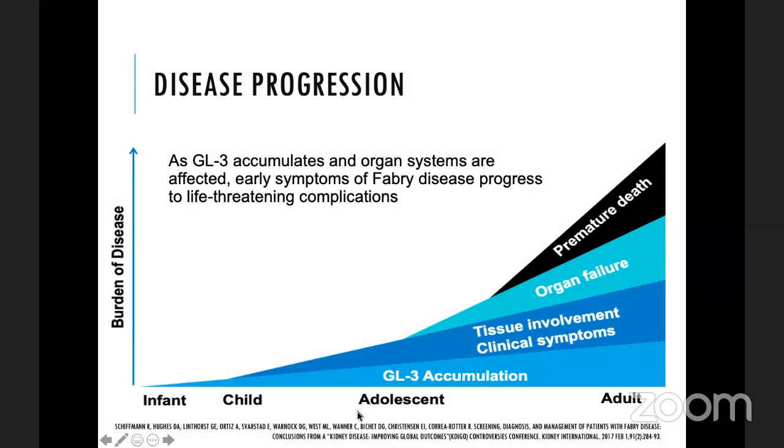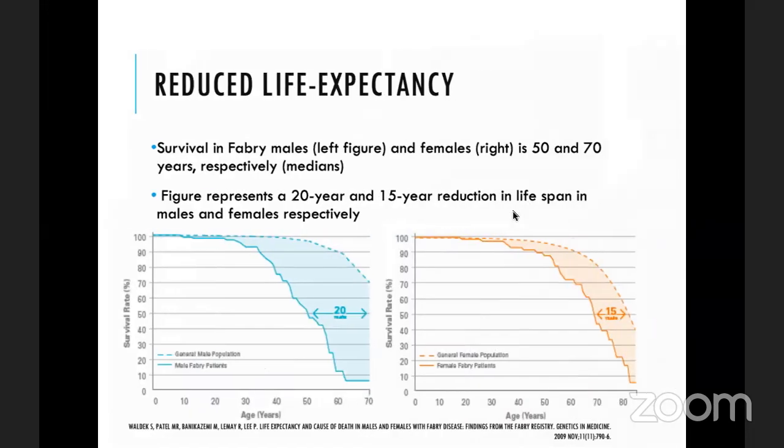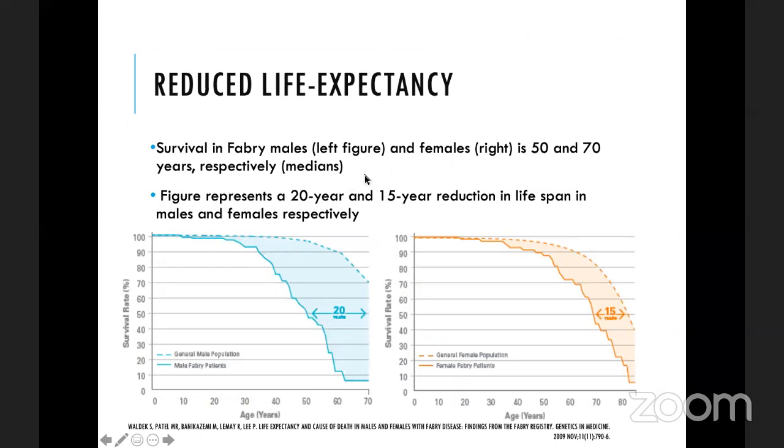Disease progresses as GL3 accumulates and organ systems are affected. Early symptoms of Fabry progress to life-threatening complications. Survival in Fabry males and females, as seen in the figure, is around 50 and 70 years, respectively. There is an estimated 20 years and 15 years reduction in lifespan.